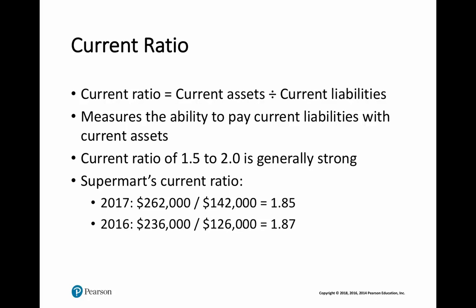So supermarket's current ratios, if we go back, 262 for 2017, 262,000 divided by 142,000, we got 1.85. For 2016, it was 236 divided by 126, so it was 1.87. So again, we want to have a ratio of 1 or better, and the higher up 1.5 to 2 is generally very strong. And what that's saying is we can pay all of our current liabilities off with what we have available in current assets.